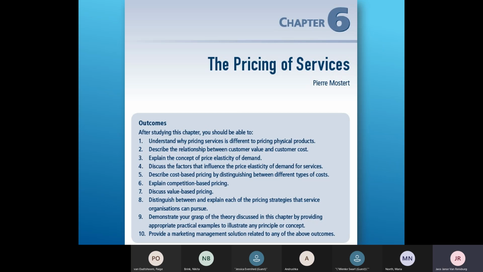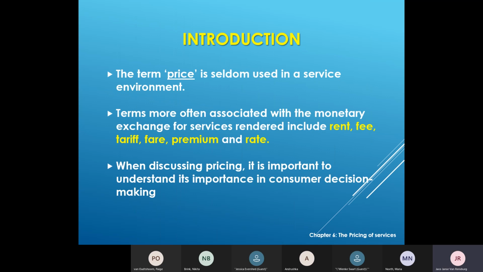On the screen, we have all the different learning outcomes that we want to achieve in this chapter. I'm not going to address them. They are there, and we cover them throughout the content of this chapter. You'll also find that we don't refer to the price of a product. We refer to fees and premiums and fares and rates. That is the terminology used when the exchange of value happens, because that is how you pay for a service.